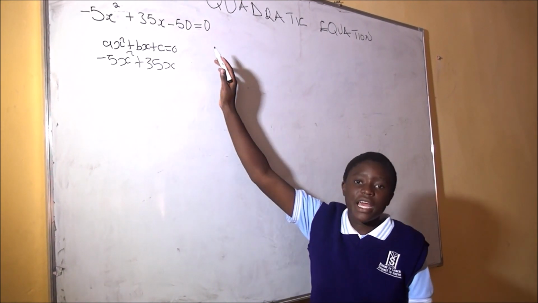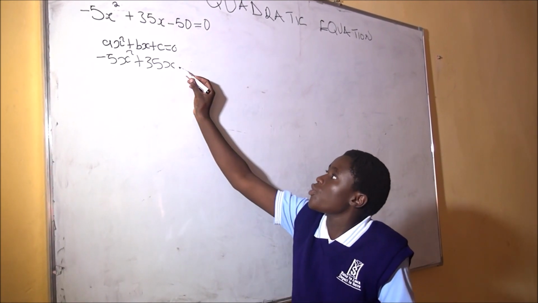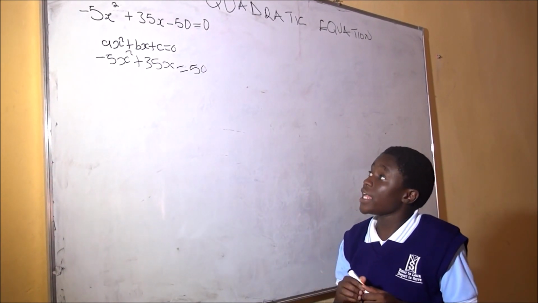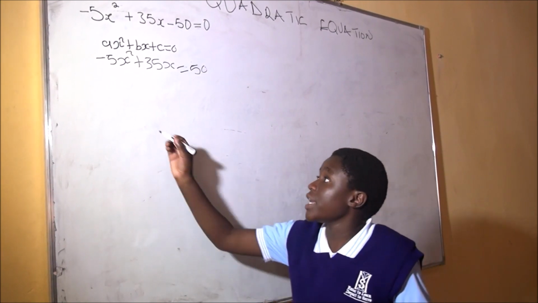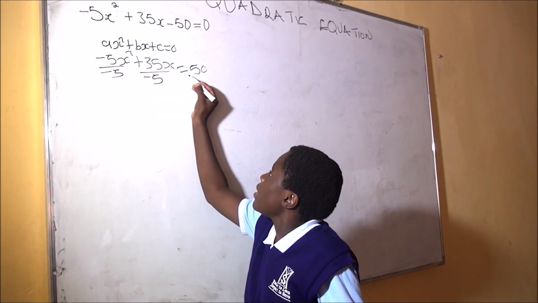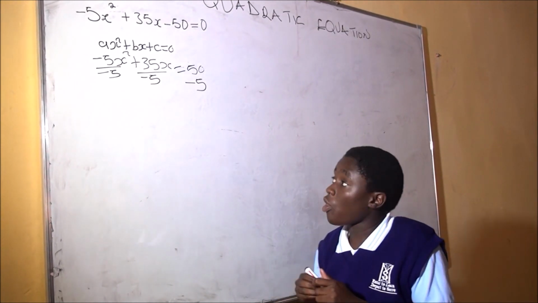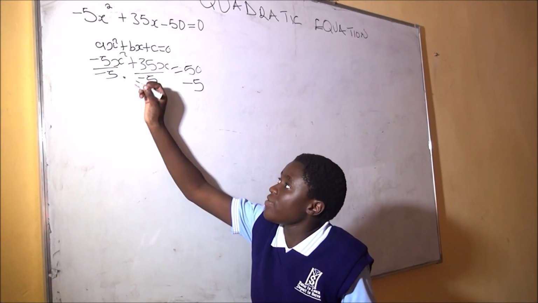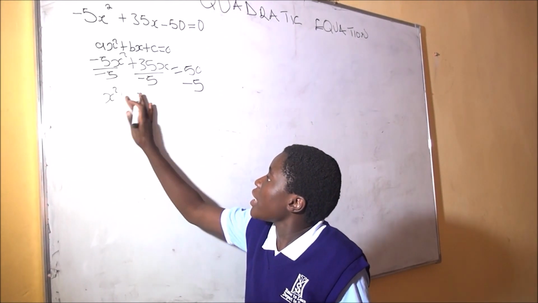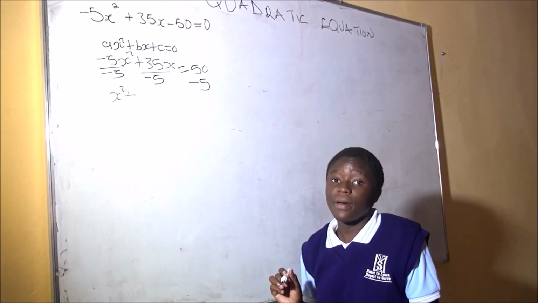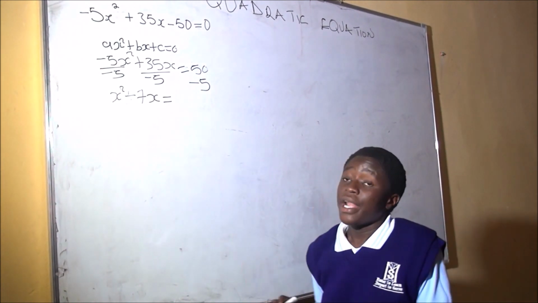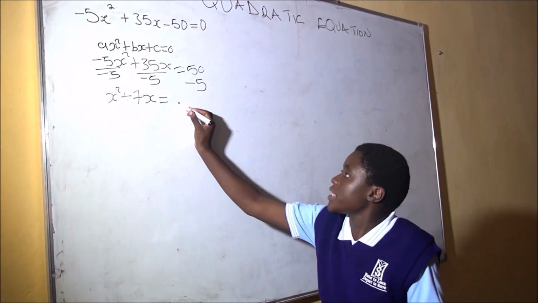Then we're going to take the negative 50, the constant, to the right hand side, and it's going to be a positive 50. Then we're going to divide both sides by the coefficient of x squared, which is negative 5. Negative 5 divided by negative 5 is x squared, minus 35 divided by negative 5, which is negative 7x, is equal to 50 divided by negative 5, which is negative 10.